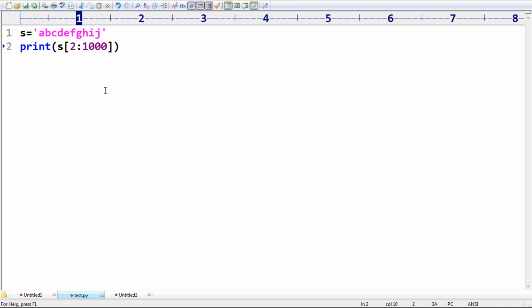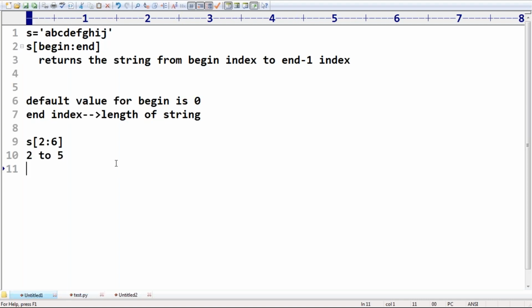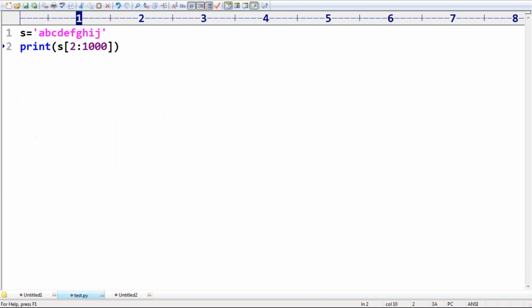Please make sure: the slice operator never raises an IndexError. This is a very important point. Remember this: it always takes the available characters until the end. Whatever characters are there up to the end, it is going to consider. So in this range, it gives whatever content I have.